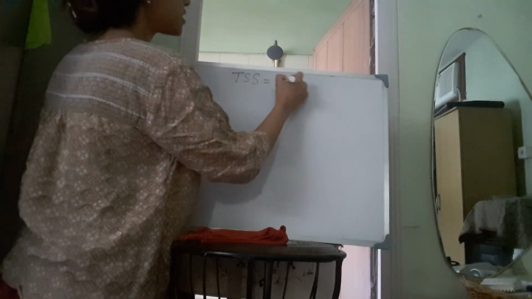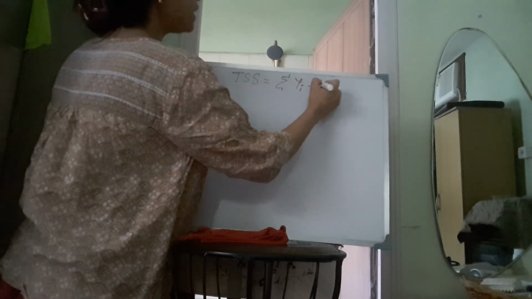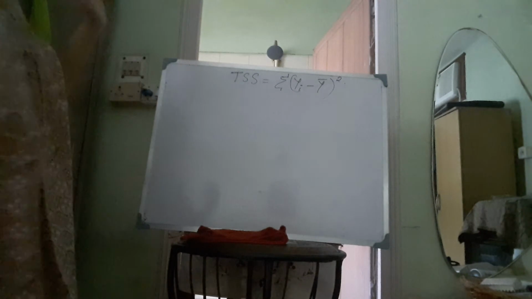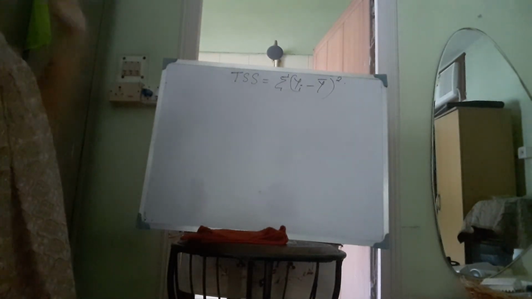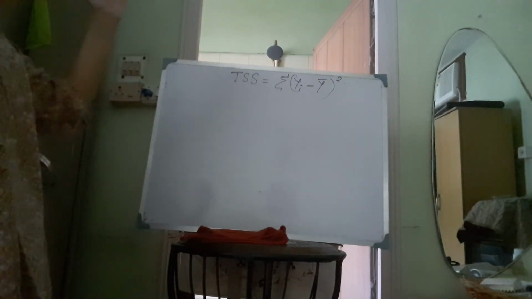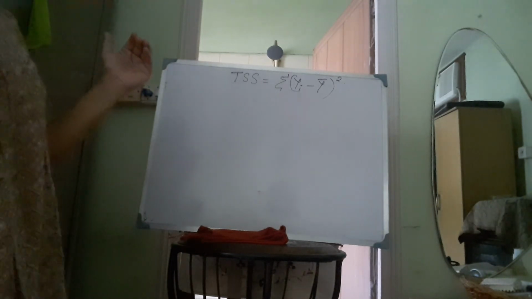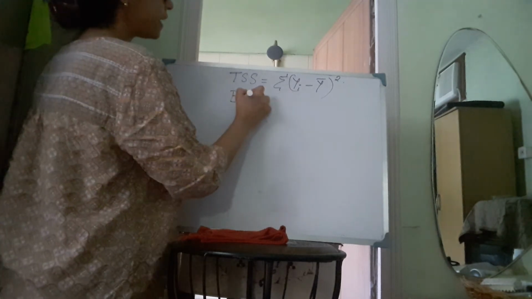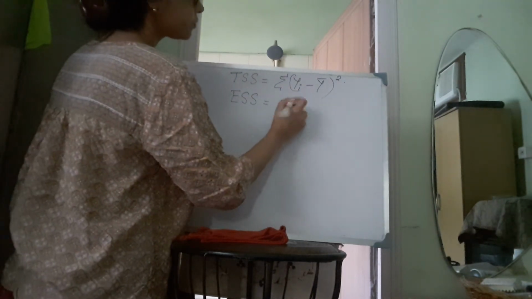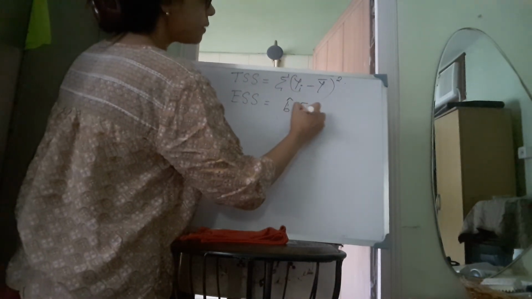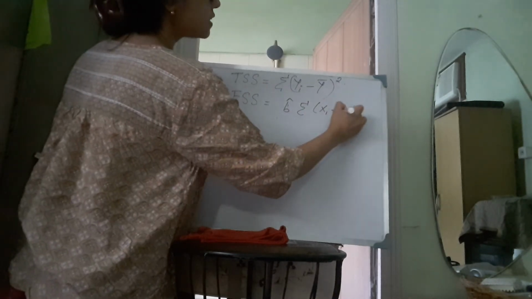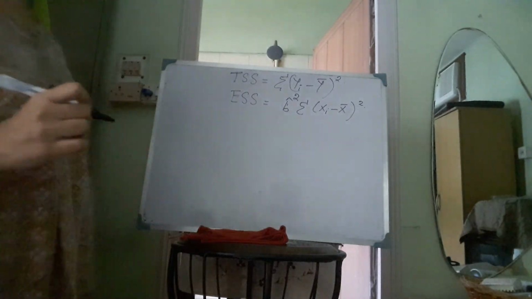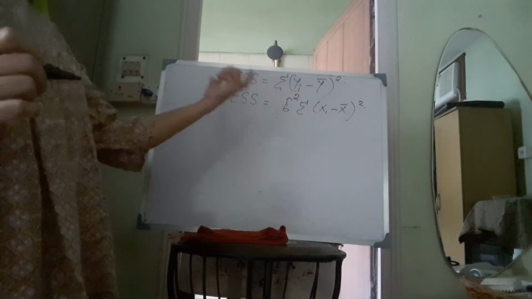Total sum of square is measured by summation of yi minus y bar whole square. So it is basically the sum of the squares of the deviations of all the yi's from its mean value. So that is total sum of square. Now what is estimated sum of square? Estimated sum of square is measured by B hat square summation of xi minus x bar whole square. So this is estimated sum of square.